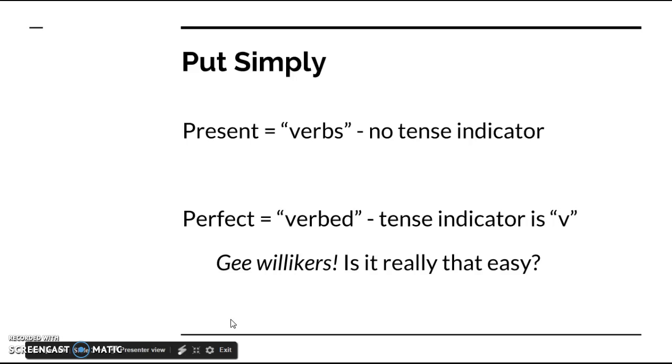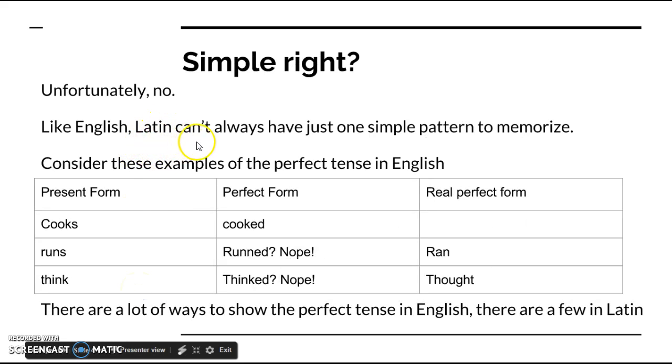Okay, so put simply, we're focusing on the perfect tense. When something is in the present tense, it is translated as verbs, and there's no tense indicator. And when a verb is in the perfect tense, it is translated as verbed, and the tense indicator is a v. Well, gee willikers, Mr. Hodges, is it really that easy? No, child, it is not, and I'm very sorry. It is not that simple. But it's very similar to English, which we are all pretty good at here. Like English, Latin can't always have just one simple pattern to memorize.